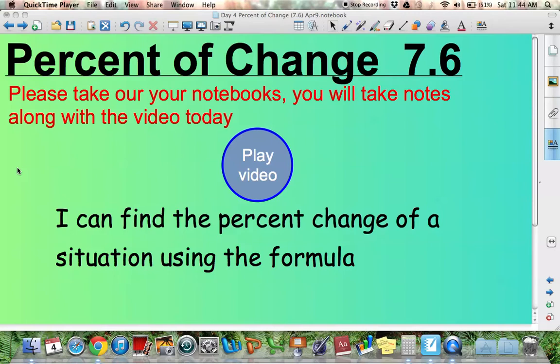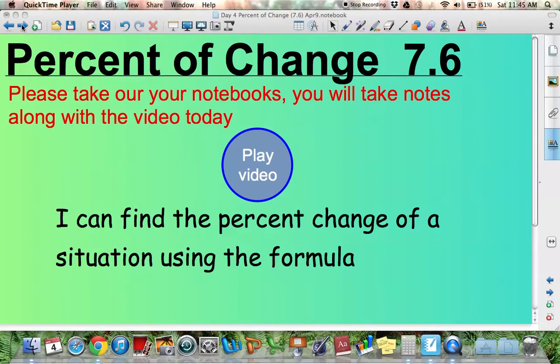So if you haven't done so already, please take out your notebooks. We are going to be taking notes today on Chapter 7, Section 6. Today we're talking about percent of change. So our learning target for today is: I can find the percent of change using a formula. This should be the title of a new page.